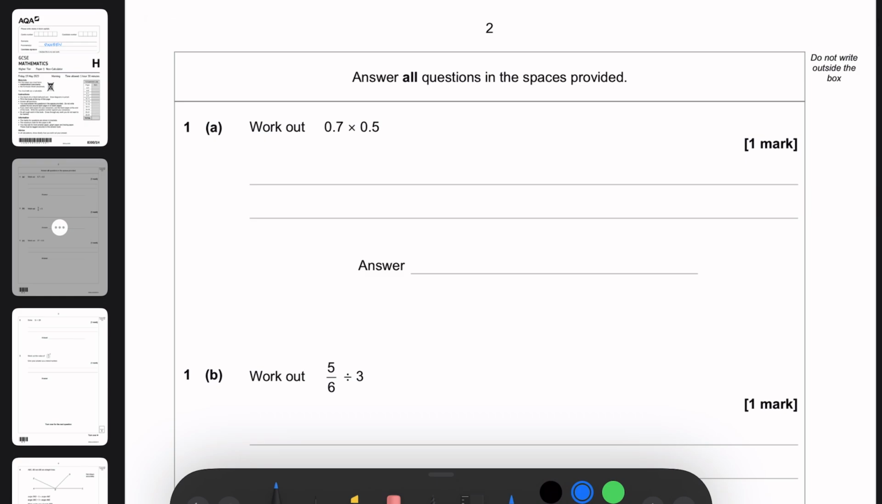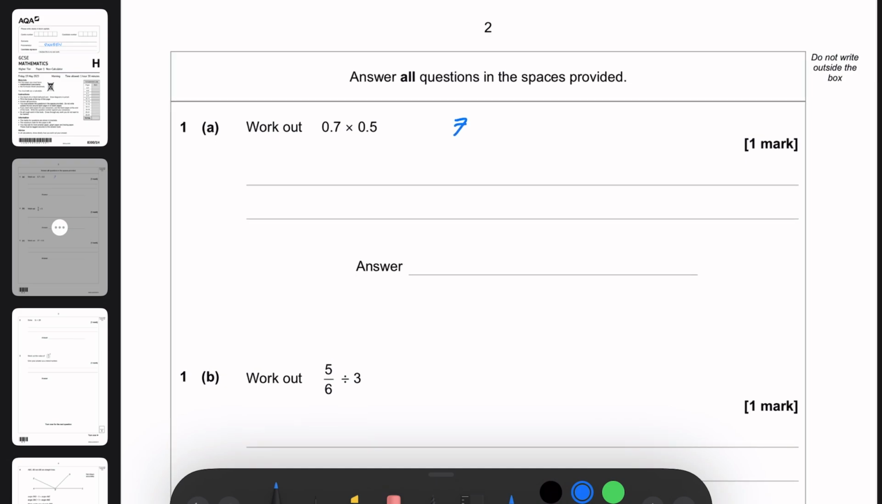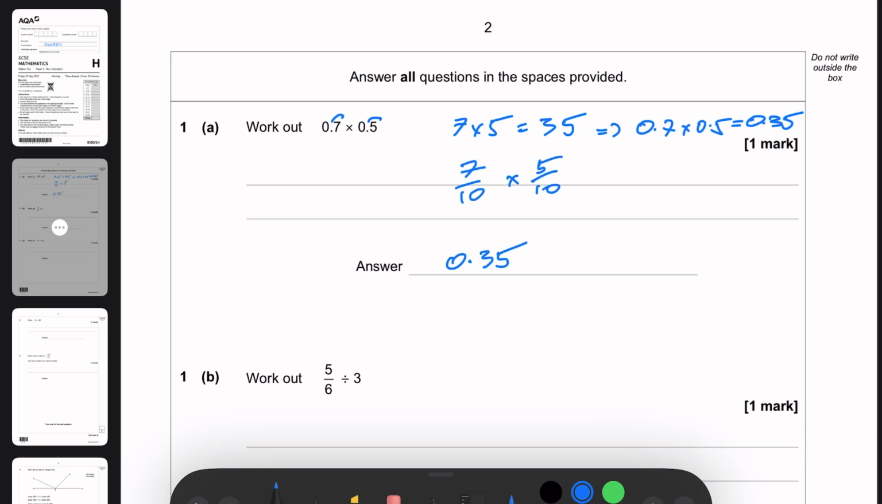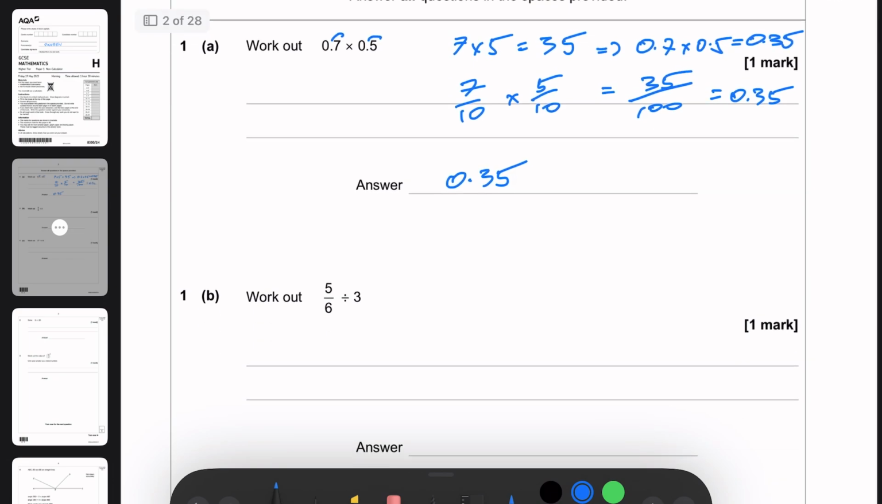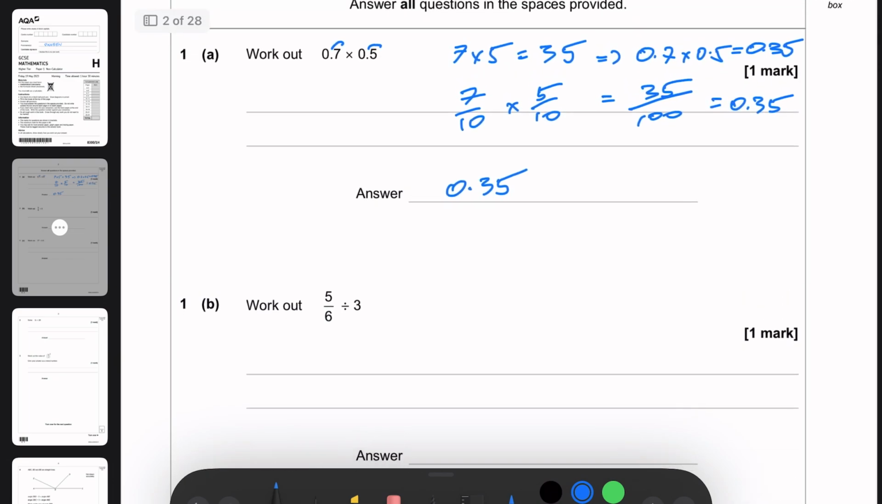There's a couple of ways you can do it. You can simply do, right, 7 times 5 is 35, and then you count 2 decimal places, which implies that 0.7 times 0.5 is 0.35. Otherwise you can also use fractions. So 7 tenths times 5 tenths gives me 35 out of 100, which you can translate to 0.35. Alright, so this is 1A.